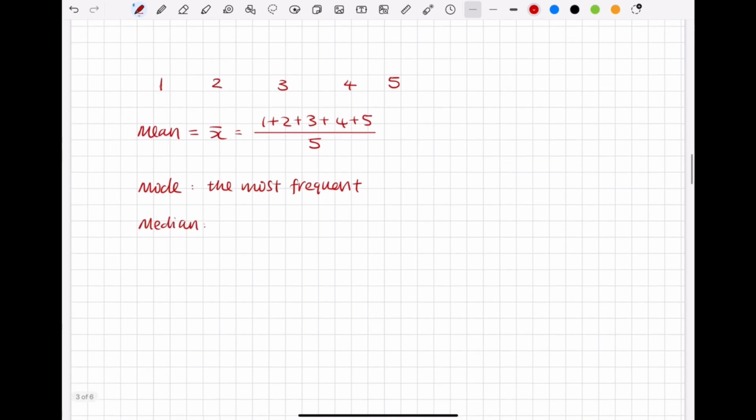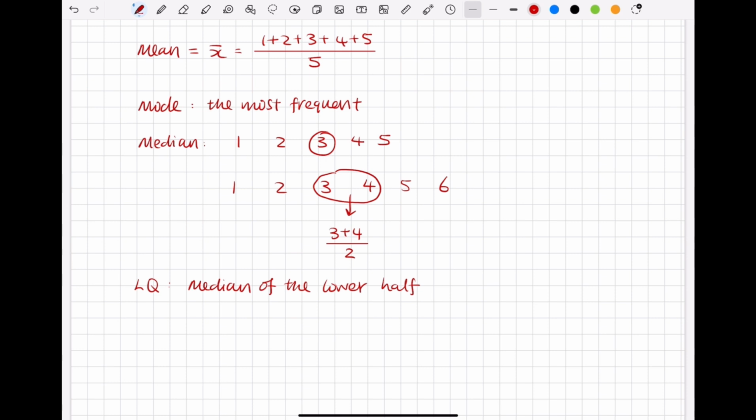Median is the middle number after we arrange the data from the smallest to the largest, or the largest to the smallest. If there is an even number of data, we will find the average of the middle two numbers, for example, the average of 3 and 4. Lower quartile is the median of the lower half. If I have 6 data, the median is the middle number 3.5. The lower half of this set of data is 1, 2, 3. The median of these 3 numbers is 2.